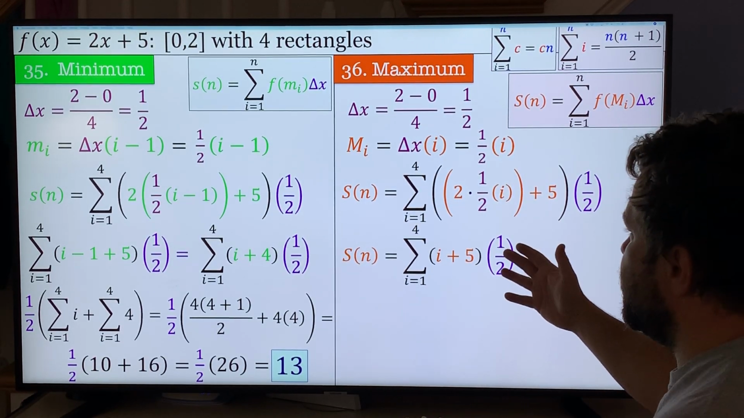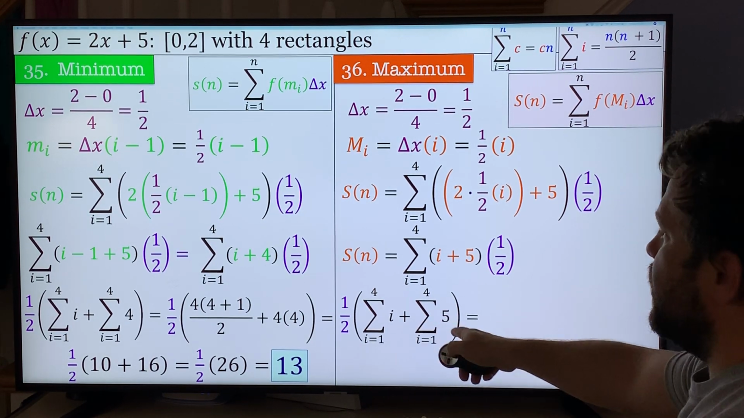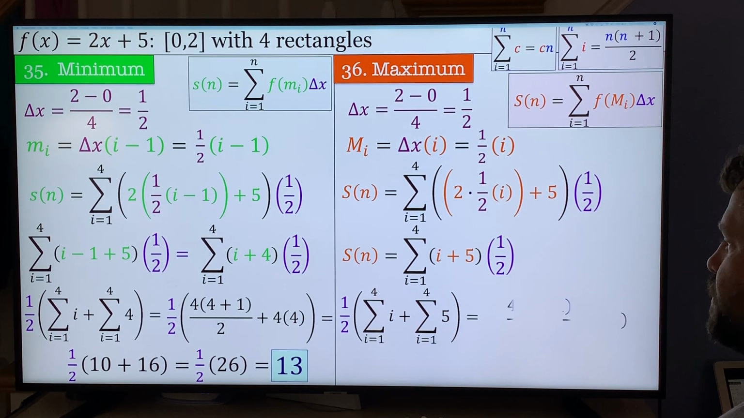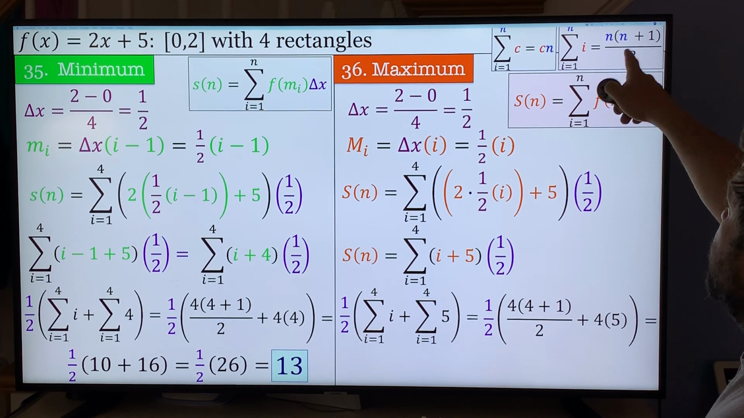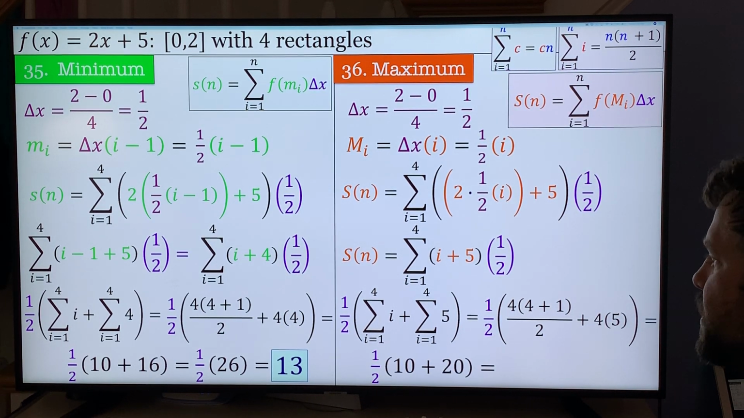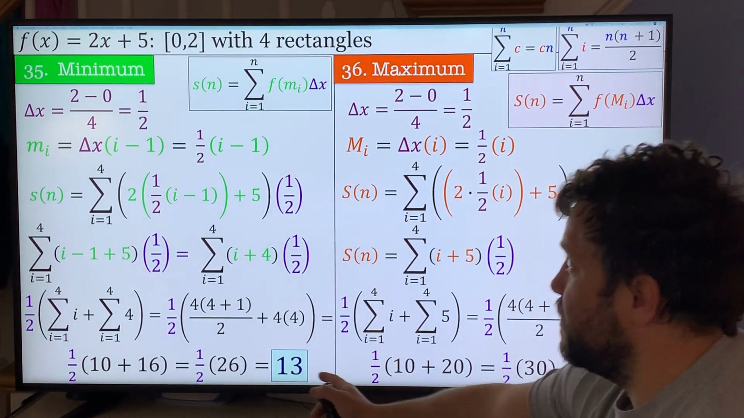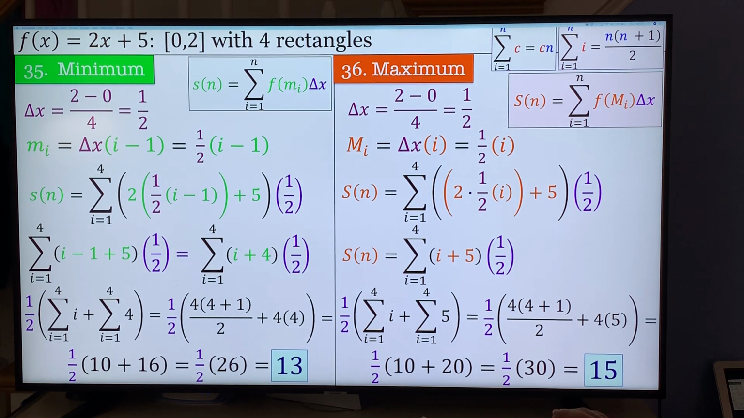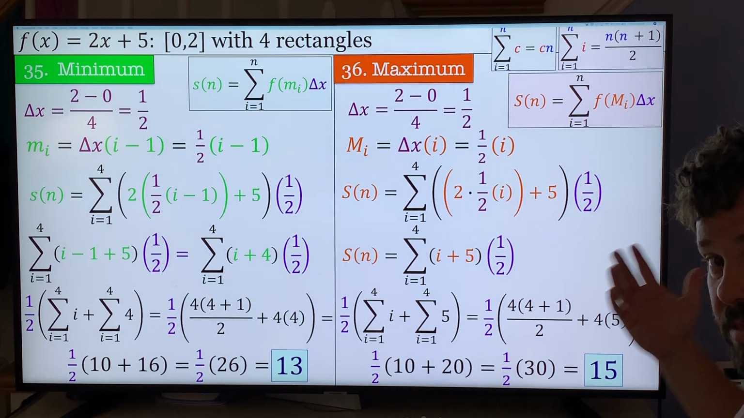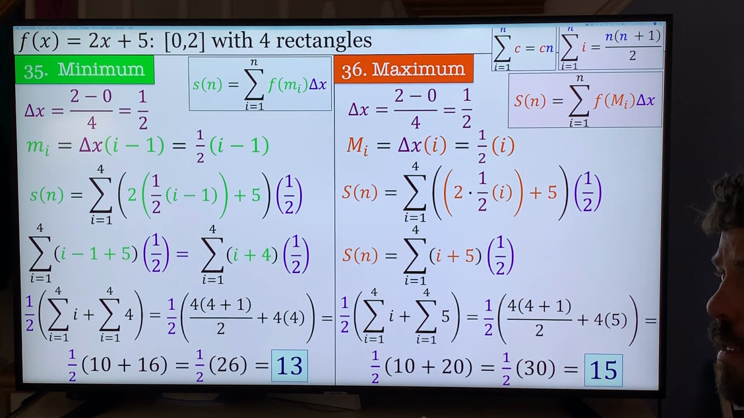So take this 1/2, we could drag that straight forward. Sum of i, sum from 1 to 4 of 5. 4 plus 1 over 2, 4 times 5. 10 plus 20, half of it. Half of 30 is 15. Notice the numbers are a little bit different. The actual answer is probably around 14. See how easy that was? That was 2 problems. Good.